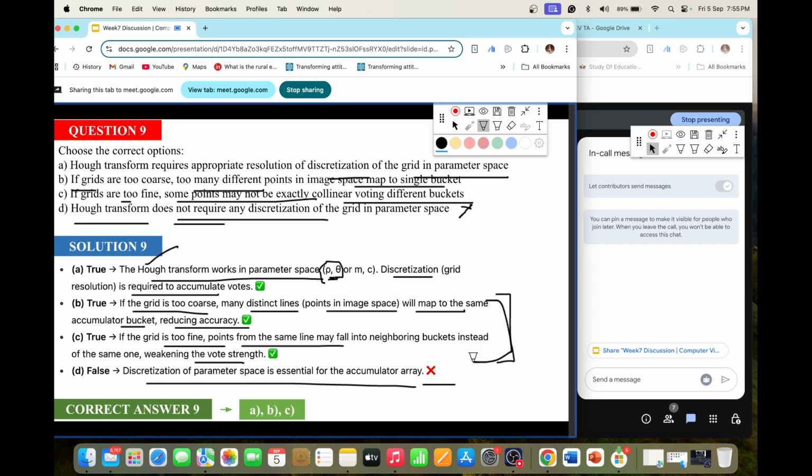These two things you have to just understand regarding how the Hough transform always forms a grid. Now if the grid is too coarse, that means the grid is very wide, so many lines will fall in the same grid. The disadvantage is that this will reduce the accuracy. If the grid is very fine, the same line will fall in two different buckets, so that will weaken the vote strength. And the first option is always right because we have these two parameters, rho and theta. So the correct answer is A, B as well as C.